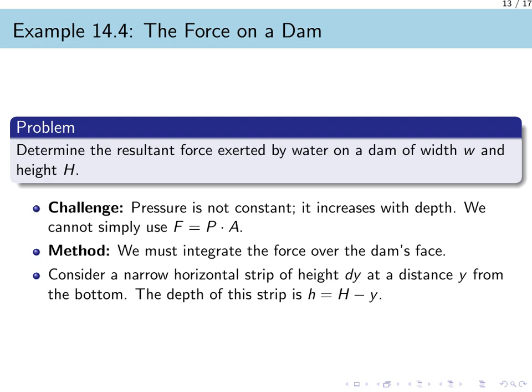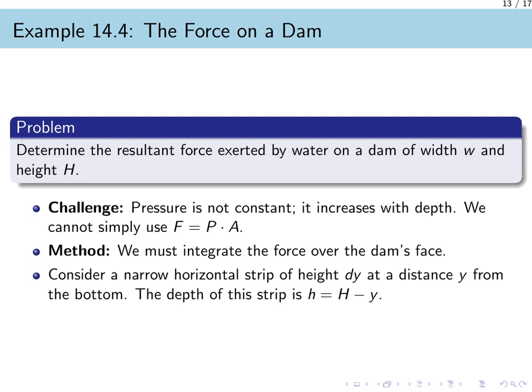To solve this, we must use calculus. The strategy is to divide the large area of the dam's face into many infinitesimally thin horizontal strips. For each individual strip, the pressure is essentially constant. We can then calculate the small force on each strip and add up all those forces using an integral.